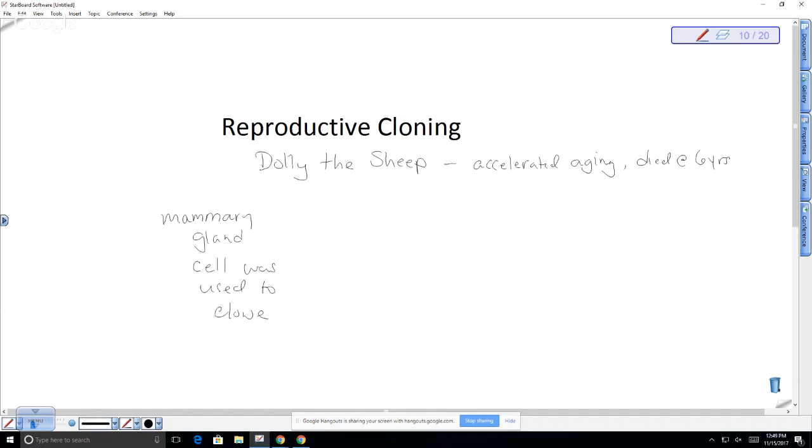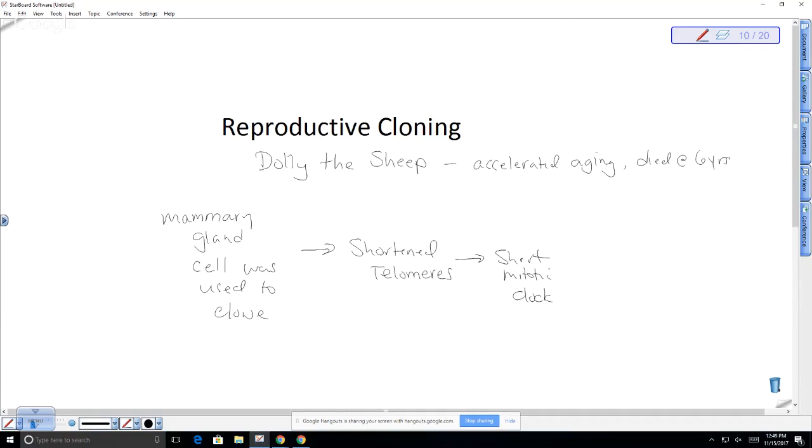They stop dividing. And why will they stop dividing? Shortened telomeres, right? So the cell was taken from an adult, right? And so there were shortened telomeres. So this meant that there was a short mitotic clock, right? So this is related to the mitotic clock.